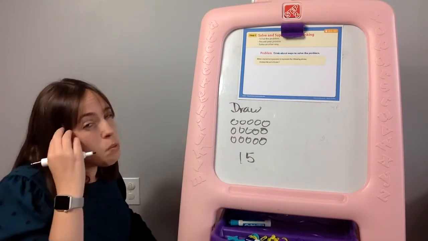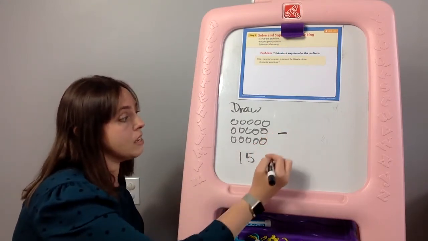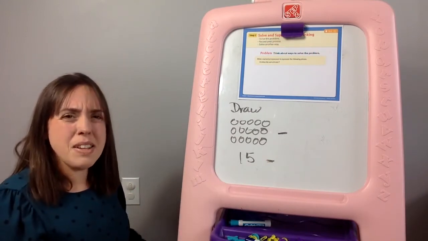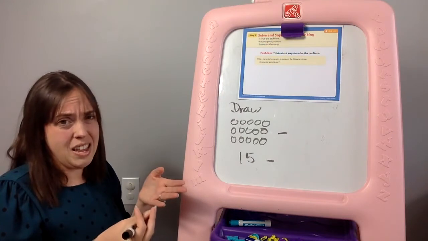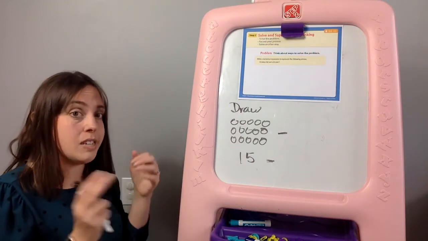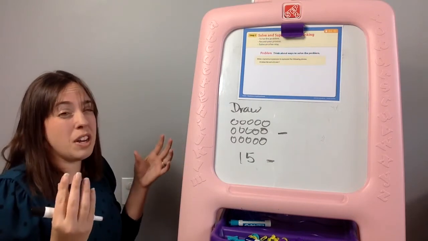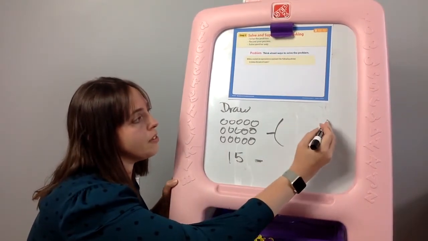Okay, 15 minus. Well, I know the minus sign, that's subtraction. Okay, so minus. The sum. If it's the sum, it means it's the answer. The only way that I would add before I would subtract is if it's in parentheses, which means it's grouped together. So in order to get the sum, in order to get the answer, I'm going to actually have to put that parentheses around it.